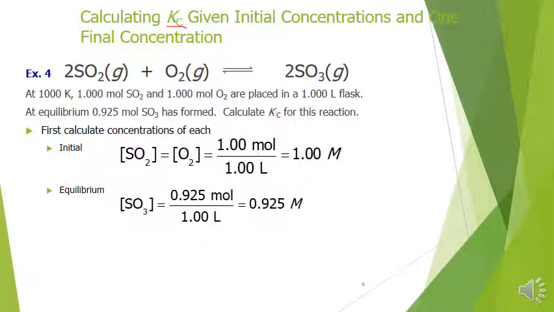Okay, so calculate Kc from the initial and final concentrations. Here's our equation, and we know we have 1 mole of SO2 and 1 mole of oxygen in 1 liter. So let's figure out the molarities. And here are our molarities.